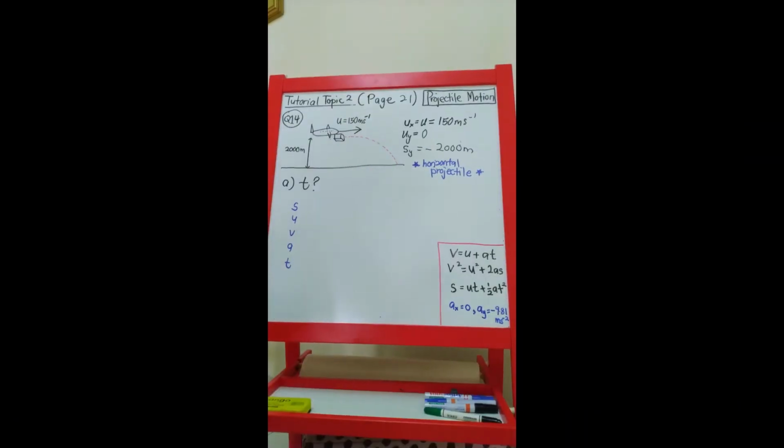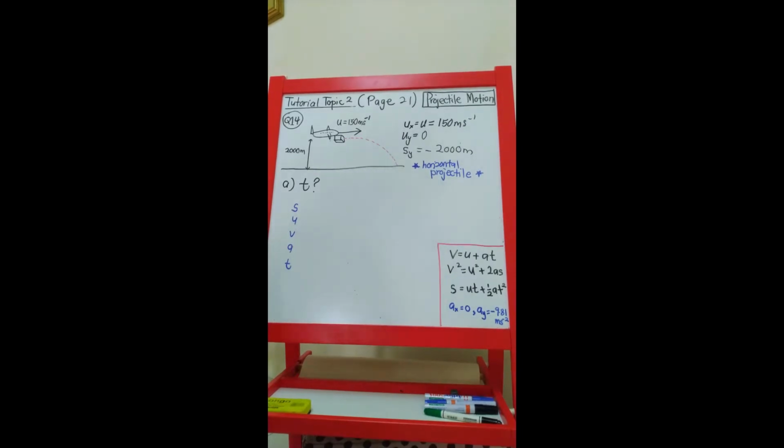Okay, so for question 14, you have information that this airplane is flying horizontally at a speed of 150. So this is its u and it's moving horizontally. Automatically you know that it's going to be a horizontal projectile. And it also gives you the elevation. Elevation means height. Okay, height is 2000 meters.